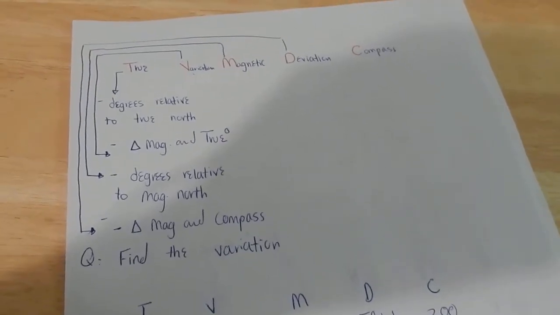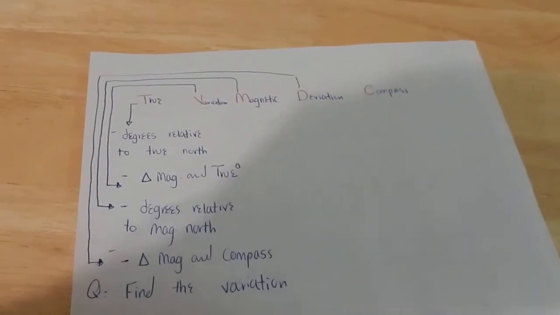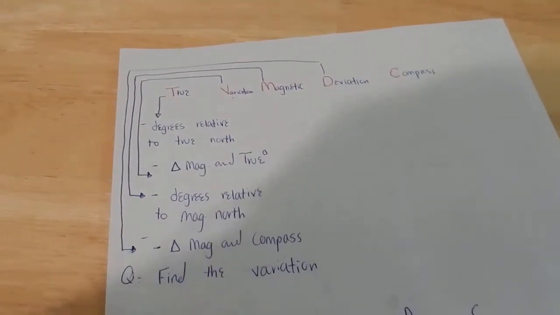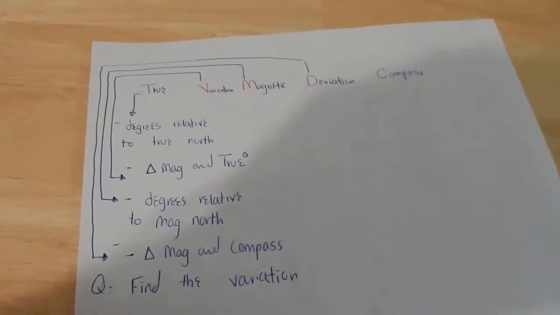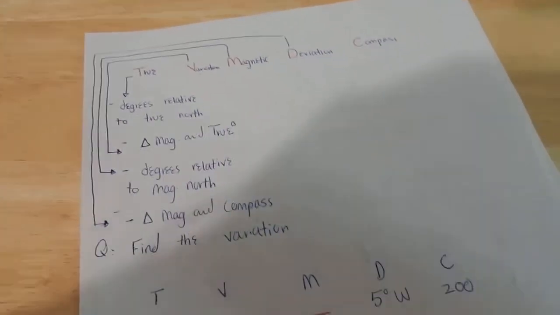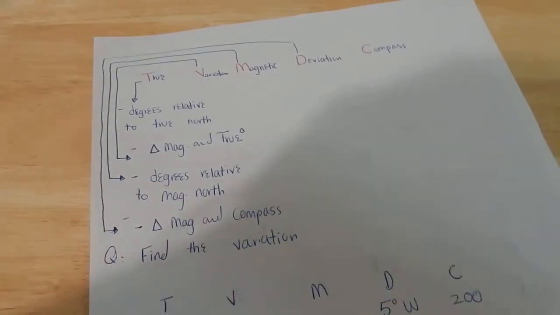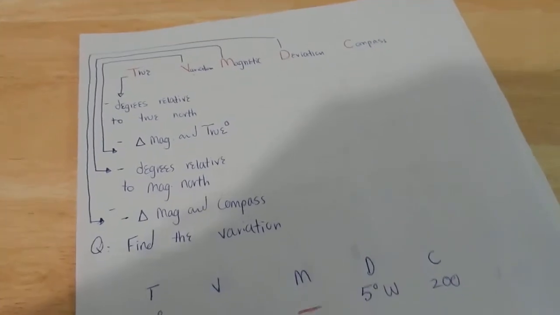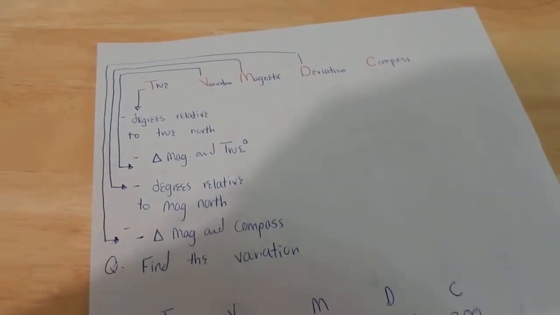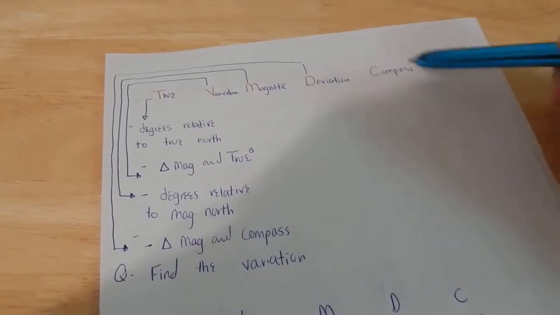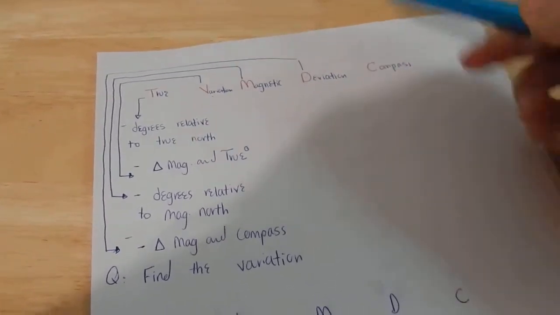Your deviation is not like variation. It's not the difference between two norths, like the true North Pole and the magnetic North Pole. It's the deviation caused from magnetic heading by the elements and the metals on the aircraft. Aircraft are made of metals, obviously, and those cause deviation. So your compass heading is going to be different than your actual magnetic heading because of the deviation.